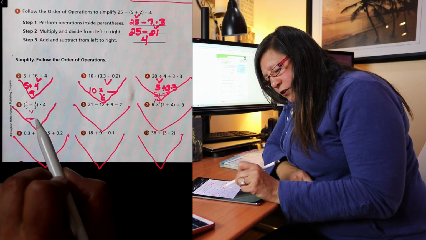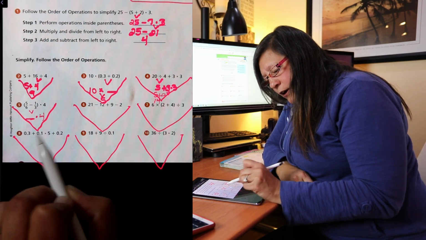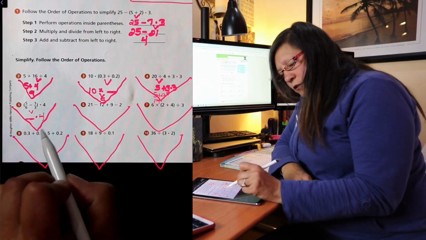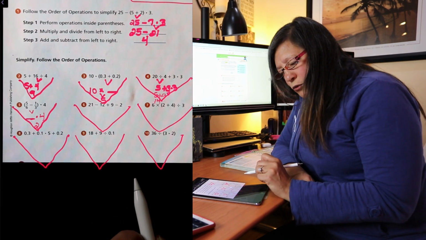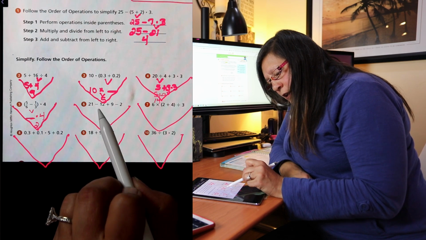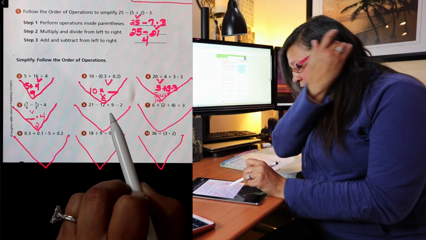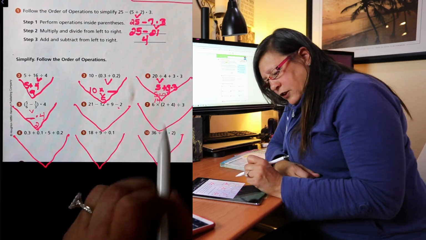When you get your answer, you're going to take that times 4, and your final answer, when you are all finished, you should get 2. Okay? We have subtraction, addition, and subtraction.